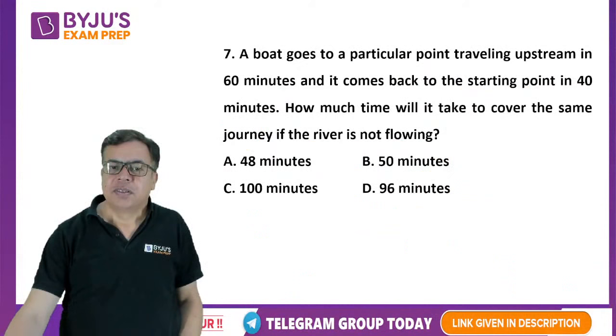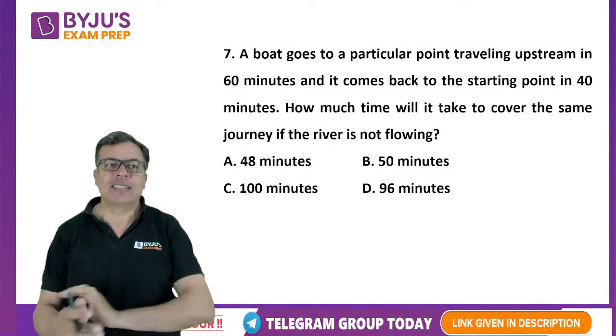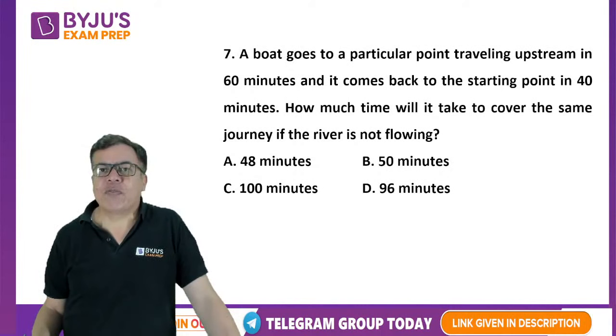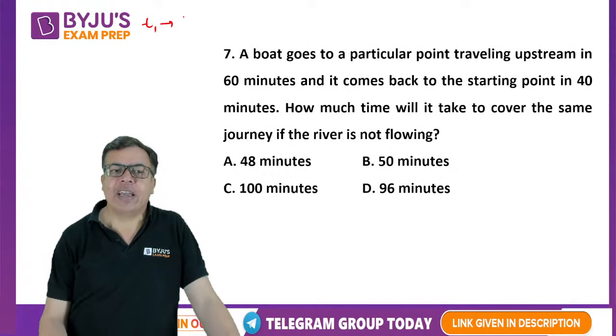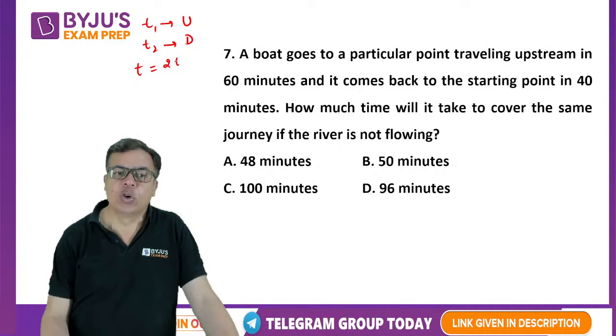Okay, now this I have already told you in the basics only, right? The formula I told you, just tell me the answer. I told you the concept of harmonic mean, right? If T1 is the time taken at upstream, T2 is the time taken at downstream, then T, the time taken to cover the same distance in still water, will be 2T1T2 by T1 plus T2. That is the harmonic mean.